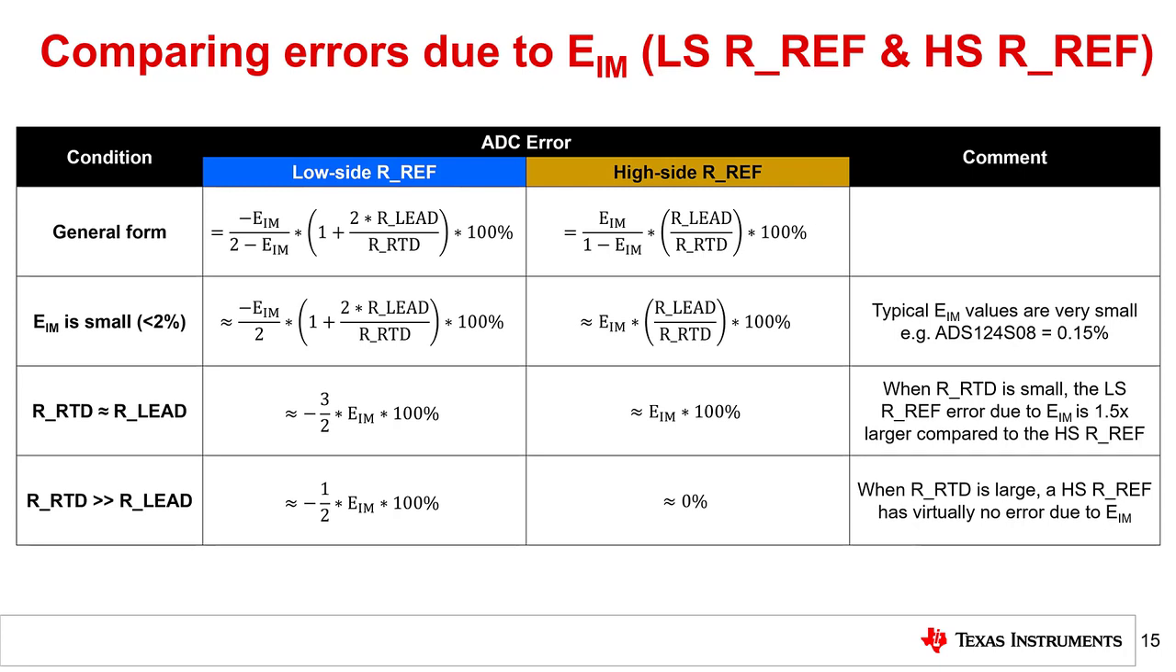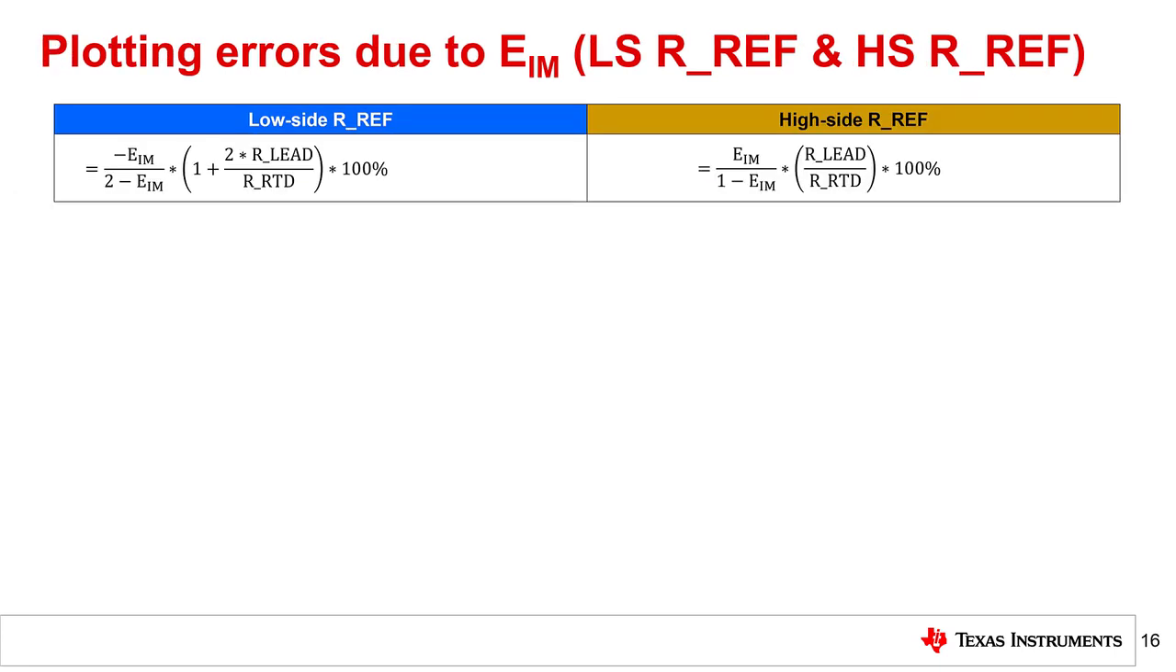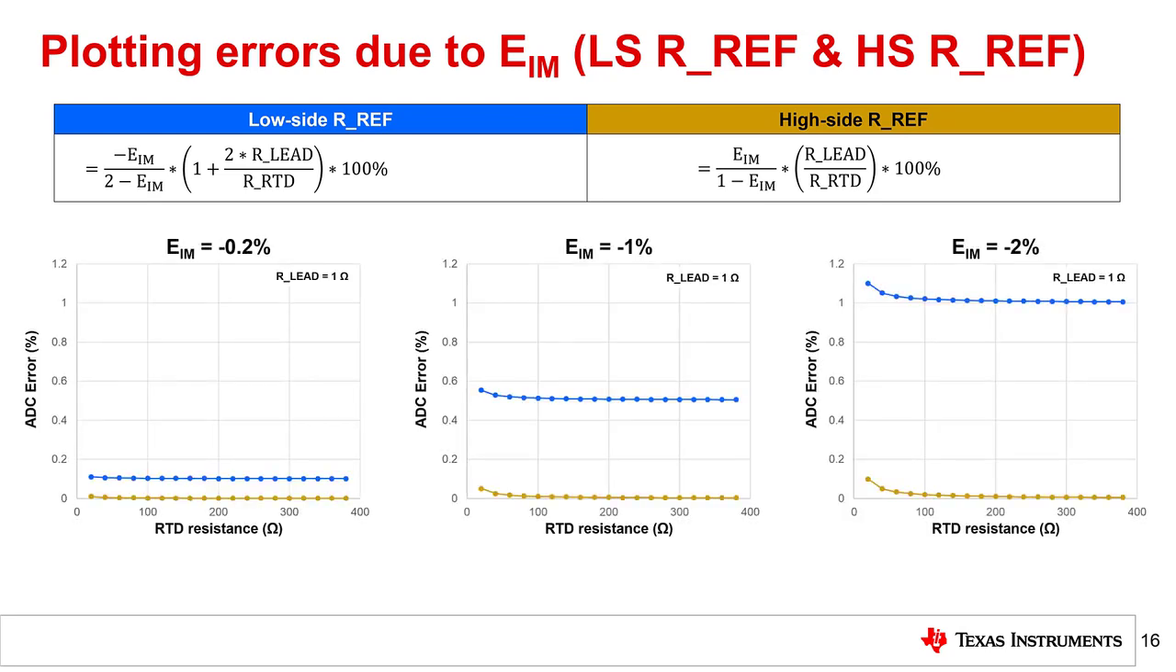Let's now graphically verify these conclusions. First, let's keep the equations for both the low side and high side RREF configurations, which are shown on the top of this slide. Next, let's select multiple IDAC mismatch errors and plot each equation across a range of RTD resistances. For this example, let's choose a range of 20 ohms to 380 ohms because this is the measurement range of a PT100 RTD. In all three cases, Rlead is chosen to be 1 ohm.